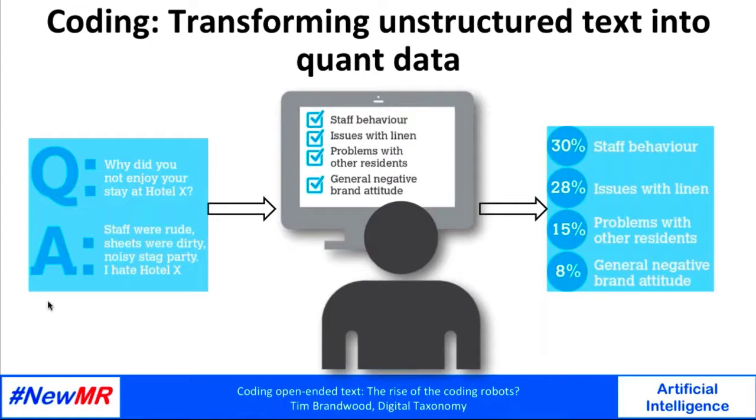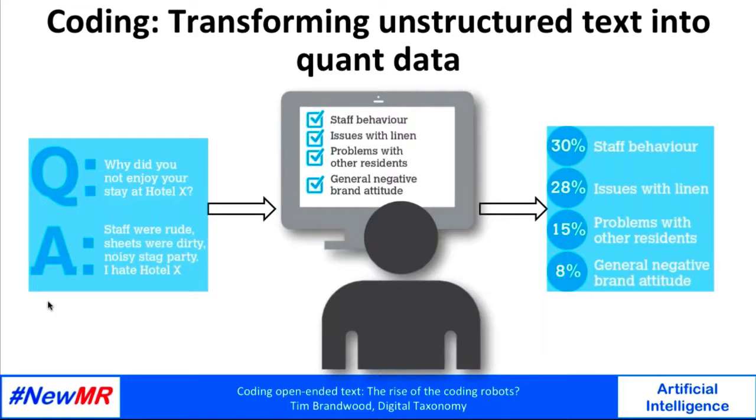So in the example we can see here, we have a comment from a hotel survey, and we have a human coder in the middle who is ticking any of the items in the code frame that apply. And the desired result, as you can see, is a set of numbers that can be numerically analyzed and compared.